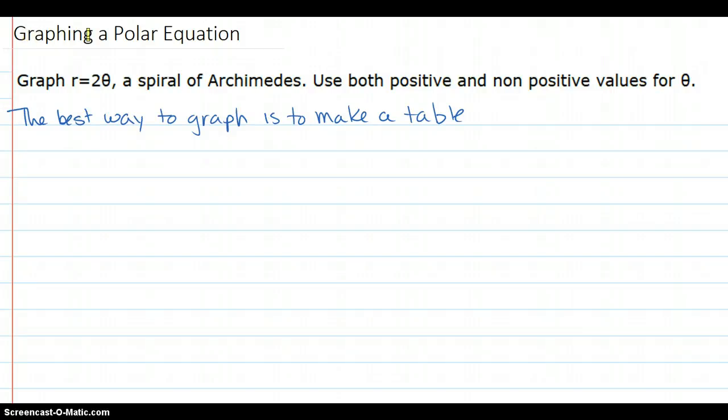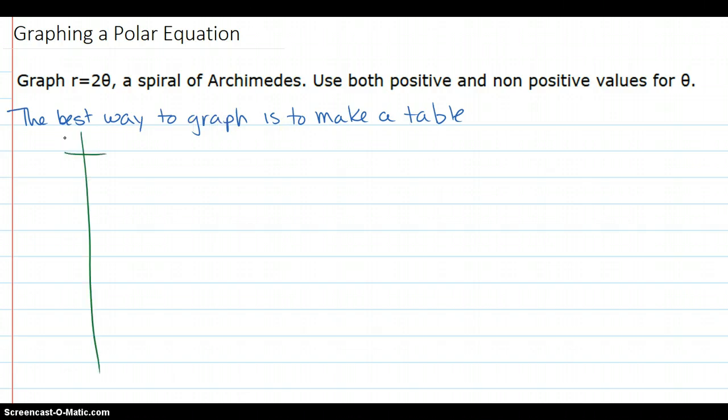In this video, we're going to graph a polar equation. And the equation we're going to graph is a spiral, r equals 2 theta. We're going to use both positive and non-positive values for theta. The best way to graph is to make a table. So let's go ahead and do that.